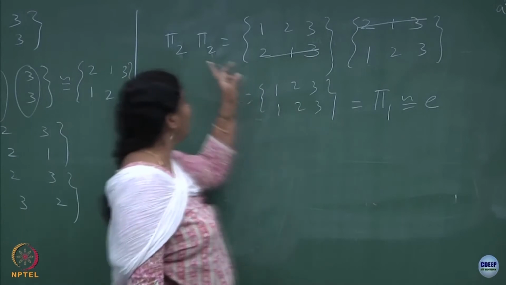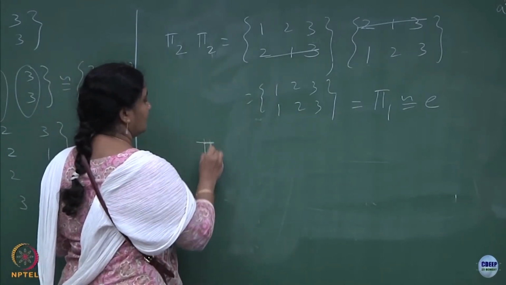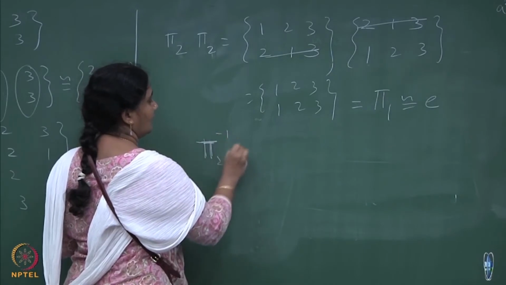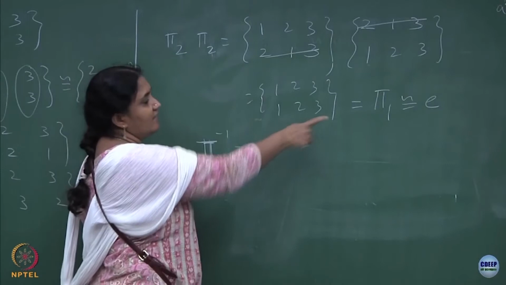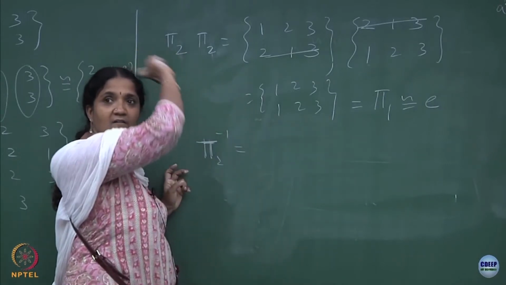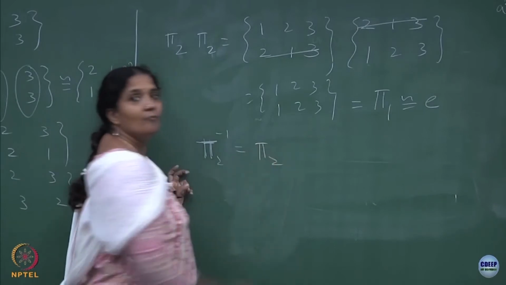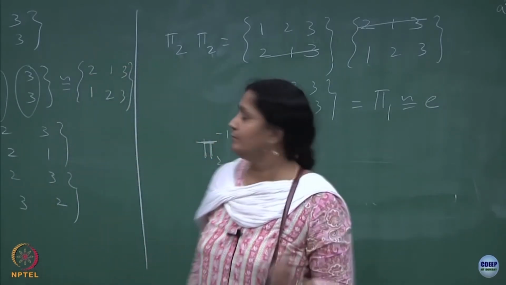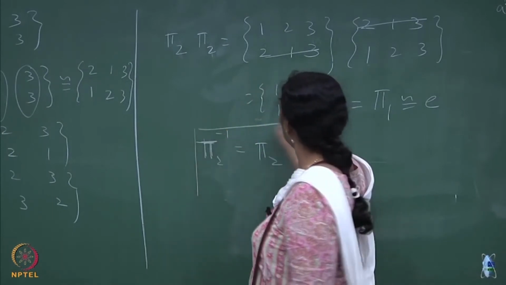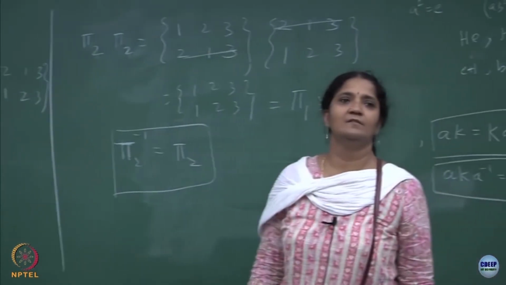So, what does this tell us? Pi 2 inverse, pi 2 squared is identity. So, order 2 group, pi 2 inverse is pi 2. Is that clear? So, this is what you see. Can you also tell me how to write the inverse?